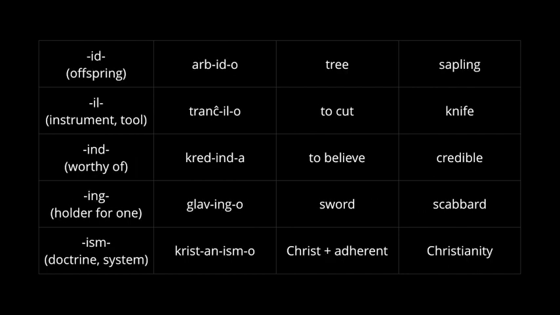The offspring of everything is an id. So a sapling of a tree is an arbido. A calf is a bovido. You don't have to remember calf versus kid versus all those other odd little words for what is the young of this animal. You just take the animal and use the id suffix.